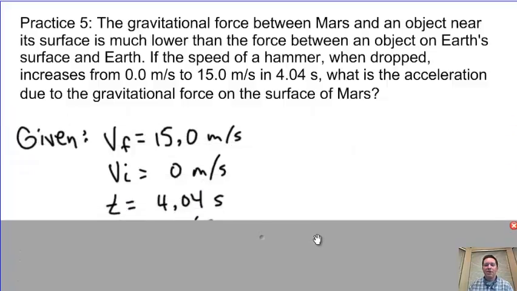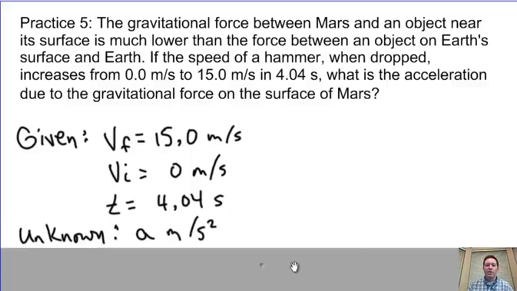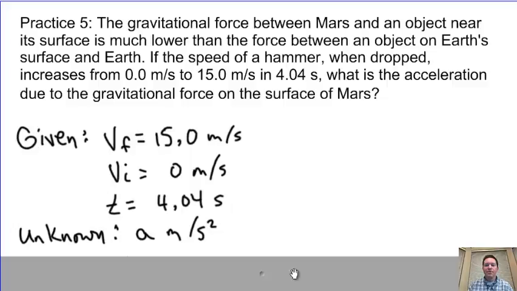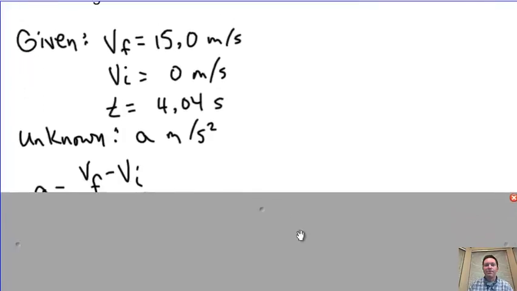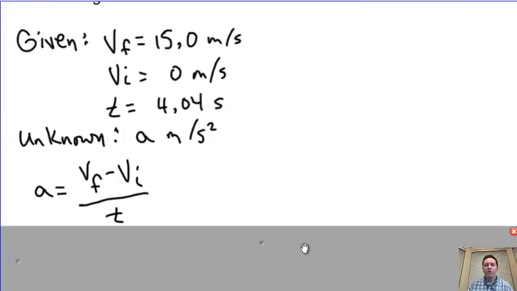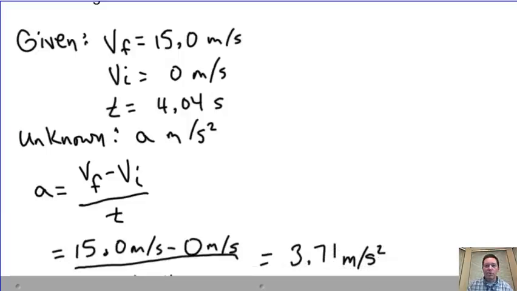So again, I'm going to walk through my givens. My final velocity is 15.0 meters per second. My initial velocity is 0 meters per second. And my time is 4.04 seconds. And my unknown is the acceleration, and that's going to be in meters per second squared. So I'm going to write down my equation that acceleration is equal to final velocity minus initial velocity divided by time. And then I can just start plugging in my values.